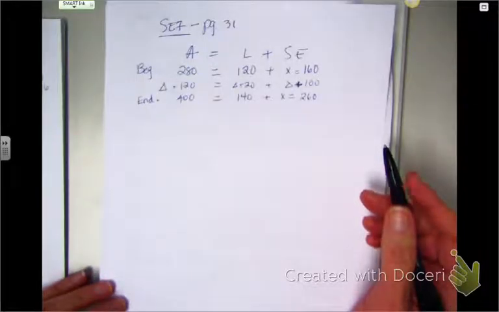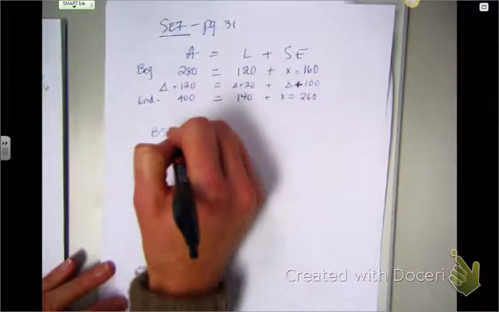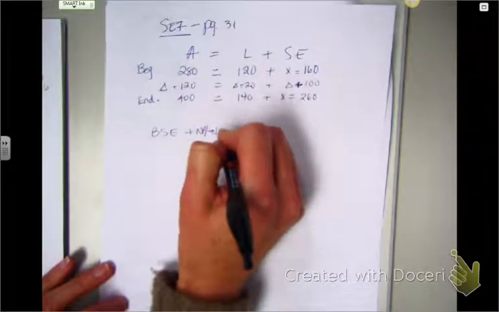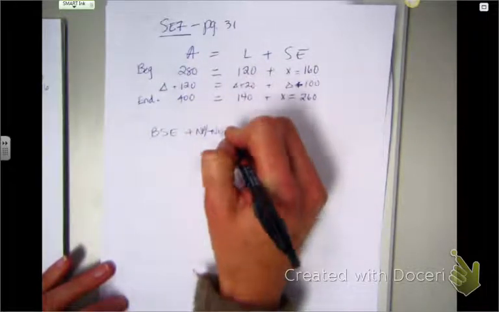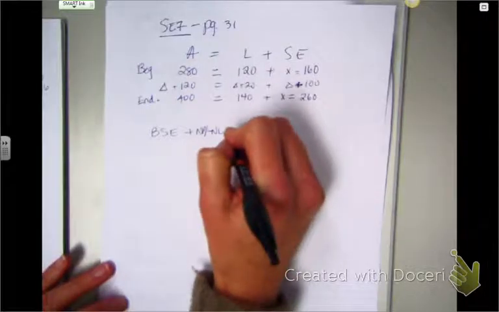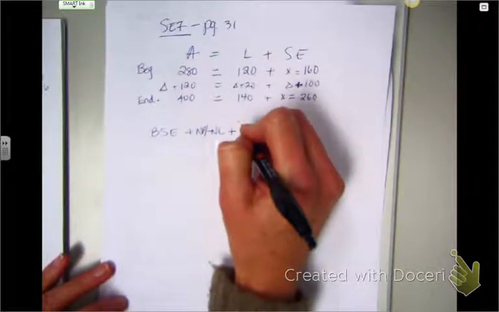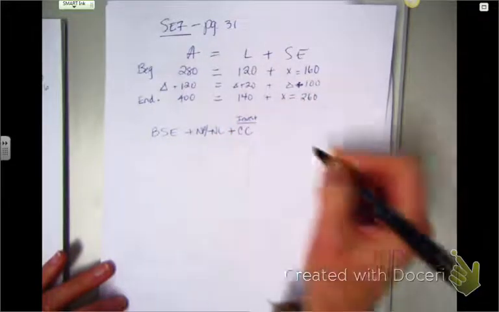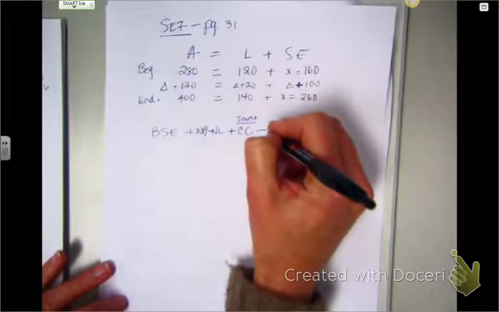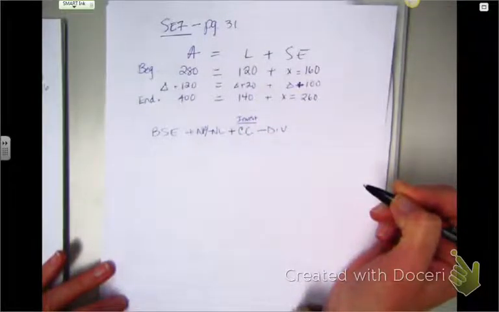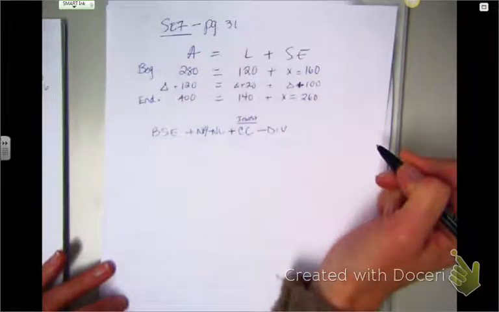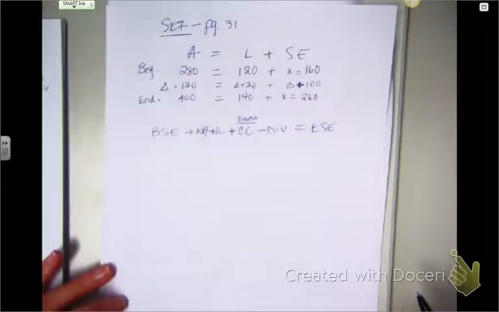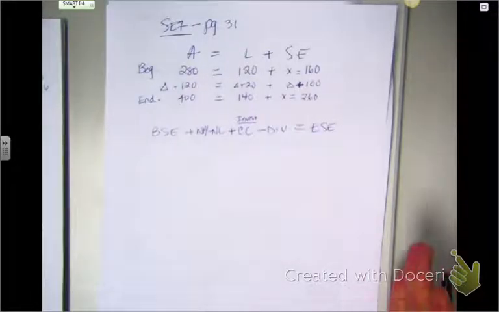George. The beginning stockholders' equity plus net profit or minus net loss minus dividends plus contributed capital equals the ending stockholders' equity. Okay, so beginning stockholders' equity plus or minus net profit or loss plus, I'm going to call it contributed capital. This is our investments, right? Contributed capital. You said minus dividends. Am I missing anything? Equals ending stockholders' equity. Right? So again, let's plug in what we know and solve for what we don't know.